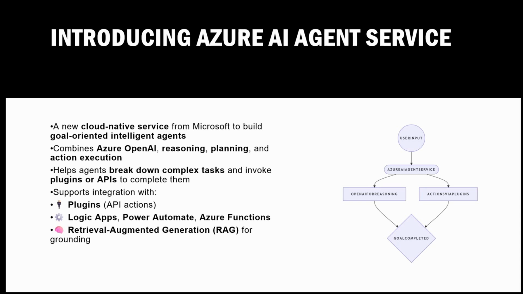How it is different is that Azure AI Agent Service is Microsoft's own solution for building these kinds of intelligent agents. You can have goal-oriented agents developed there, and it can combine with Azure OpenAI, providing an umbrella for planning, logic building, and execution of the capabilities you have. These kinds of scenarios can be handled with the help of Azure AI Agent Service.